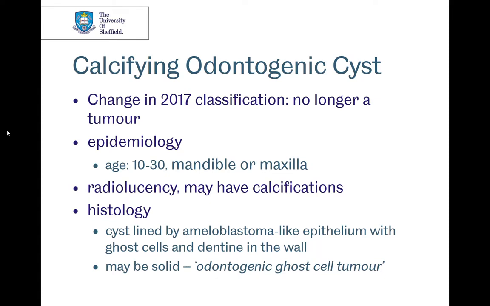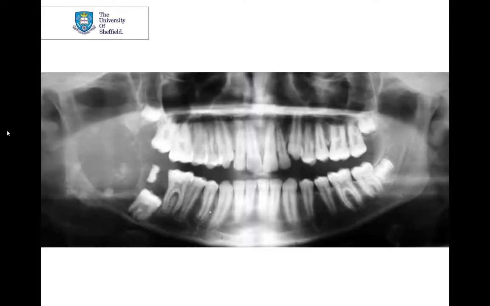And in this case, the cyst is lined by an ameloblastoma-like epithelium, and I know we haven't covered that. You may want to refer back to this, and we'll maybe also talk a little bit more about this cyst when we talk about odontogenic tumours. But it has a number of different things associated with it. It has ghost cells, and it has dentine in the wall of the cyst. Sometimes, rather than being a cyst, it can be solid, and we call these odontogenic or dentinogenic ghost cell tumours.